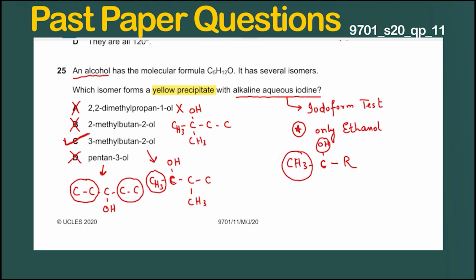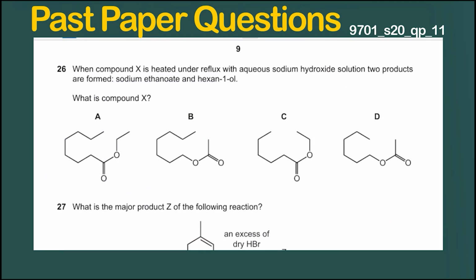Let's have a look at question number 26 now. When compound X is heated under reflux with aqueous sodium hydroxide solution, two products are formed, sodium ethanoate and hexane 1-ol. It means if we are getting alcohol and a carboxylic acid salt, the compound X must be an ester. This must be an ester group. So how does the ester linkage look? Carbon, C O O and R dash.